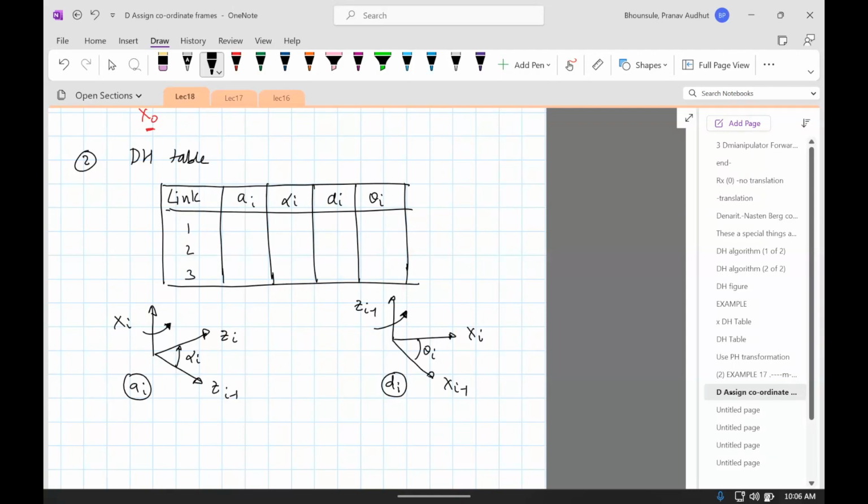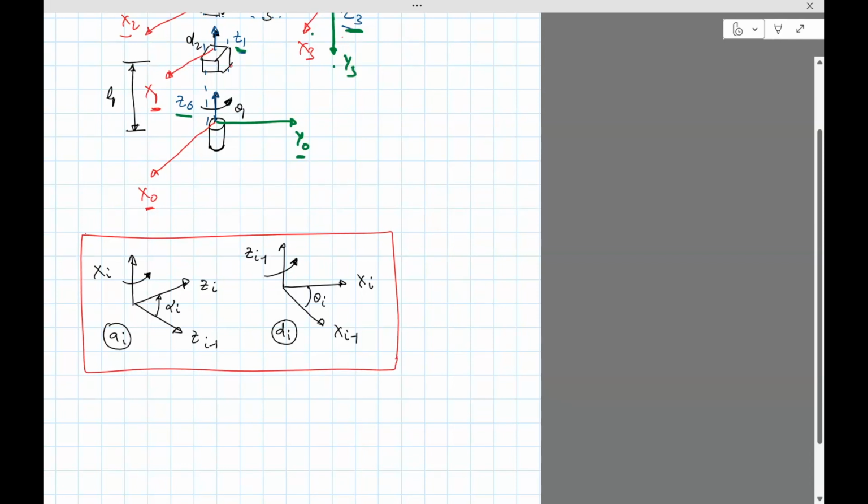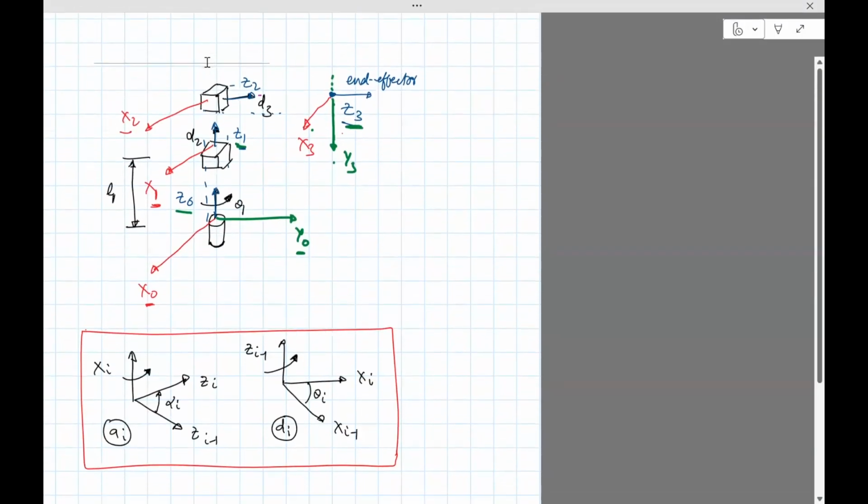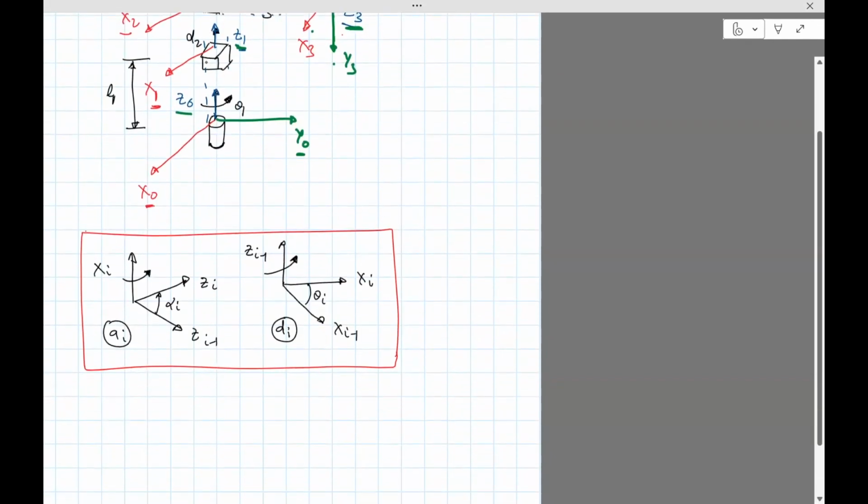Okay, so let's do this. Let's start. So first, link i equals 1. What we need is to compute ai and alpha i, so a1 and alpha 1. I'll put i equals 1 here. So we need the angle between, or distance between, z0 and z1, and x1. So what this means is we need to figure out the angle between z0 and z1 about axis x1.